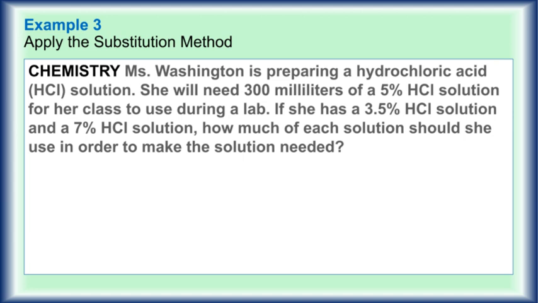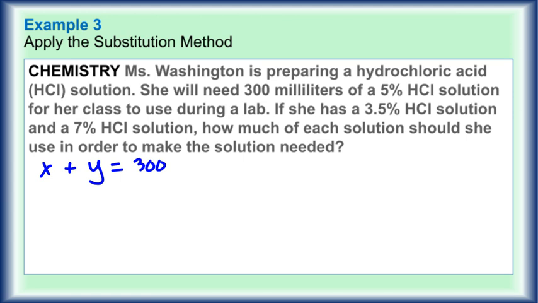So I need two equations. One I'm going to use for milliliters, and the other one's going to be used as a percent. So I'm going to use x and y as well. So I know x plus y has to give me a total of 300 milliliters. But I also know that the percentages, I'm going to use the percentages as decimals.